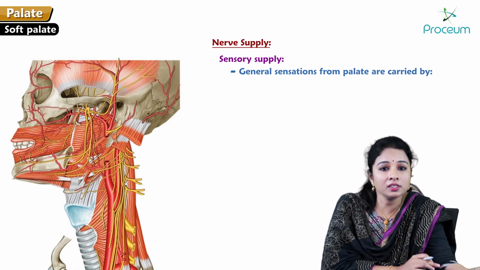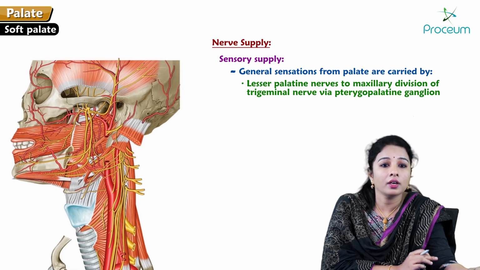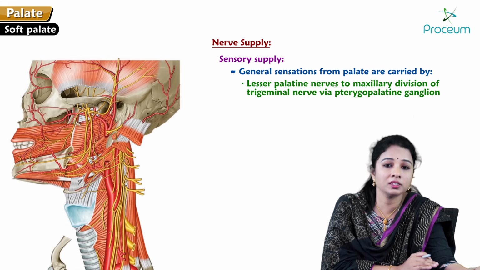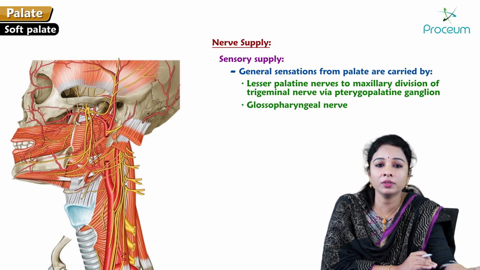Sensory supply. General sensations from the palate are carried by the lesser palatine nerves of the maxillary division of the trigeminal nerve, and also via the pterygopalatine ganglion. So the lesser palatine nerves are branches of the maxillary division. Via the pterygopalatine ganglion, they supply the soft palate, and the sensory supply is also by the glossopharyngeal nerve, the 9th cranial nerve.